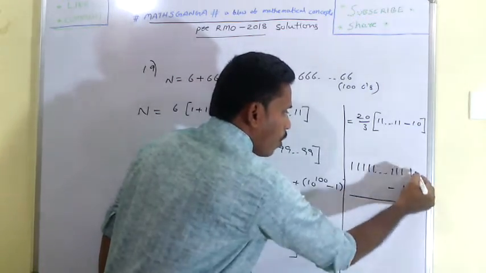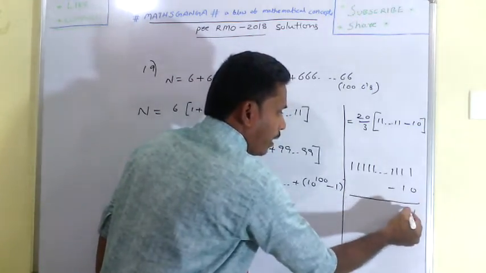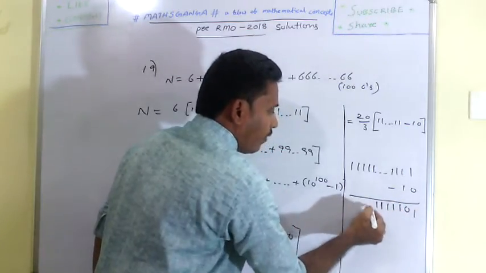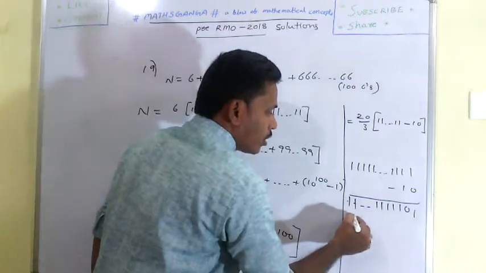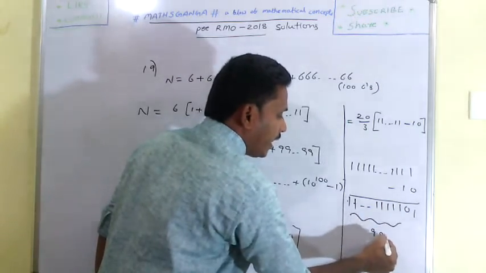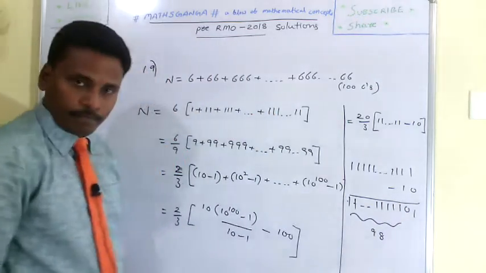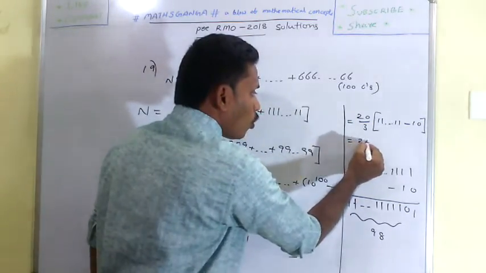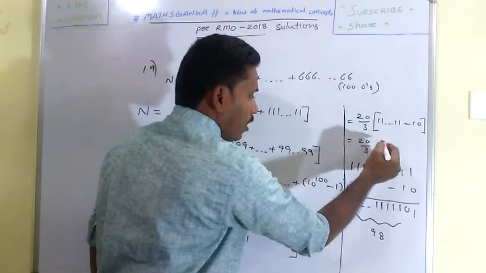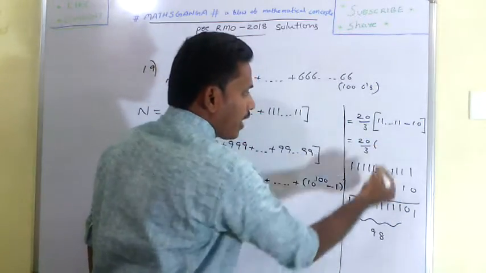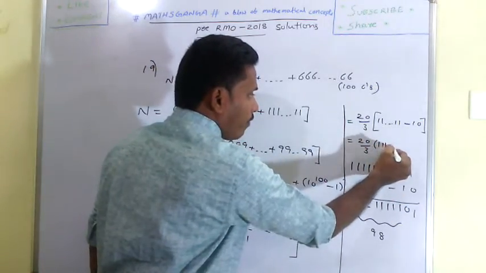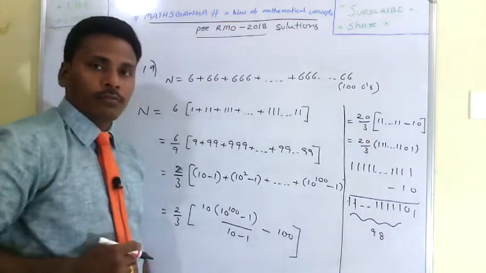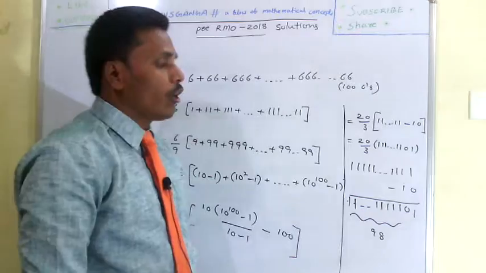So we need to subtract. 1 minus 0 is 1. 1 minus 1 is 0. And then 1, and then 1, and then 1, like that you have ones. So totally how many ones do you have? 98 ones along with 0, 1. Okay, so your answer here is 20 by 3 into this type of number, 111111 0 1. We need to multiply by 2 along with 0 and we need to divide by 3.